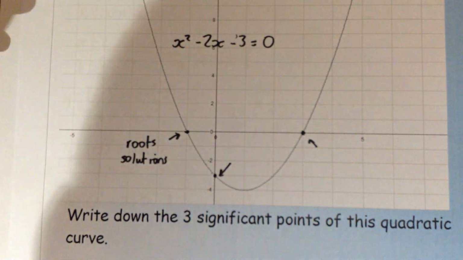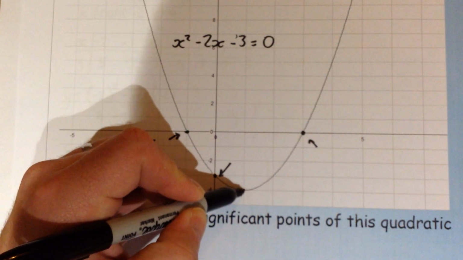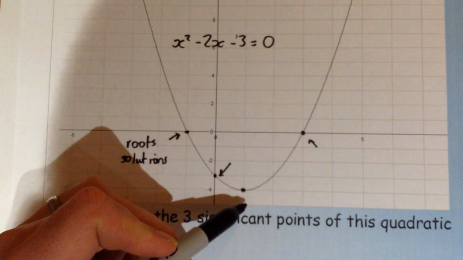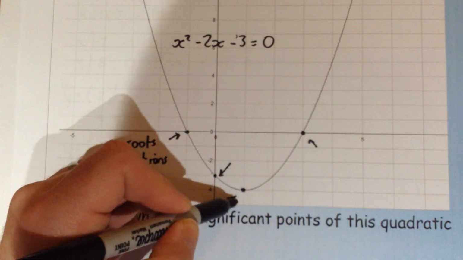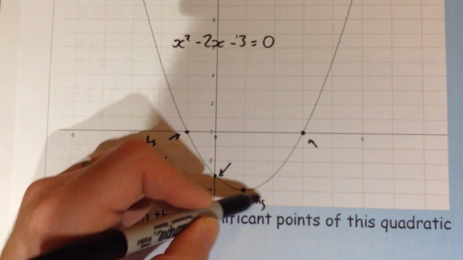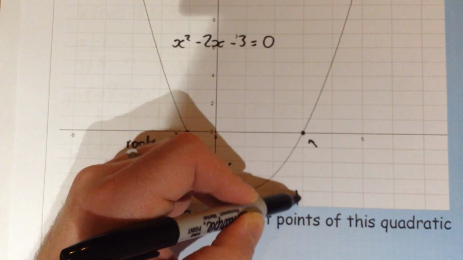And there is actually a 4th interesting point here, and that's this. This point right down here at the bottom, that would be known as the turning point of the graph.